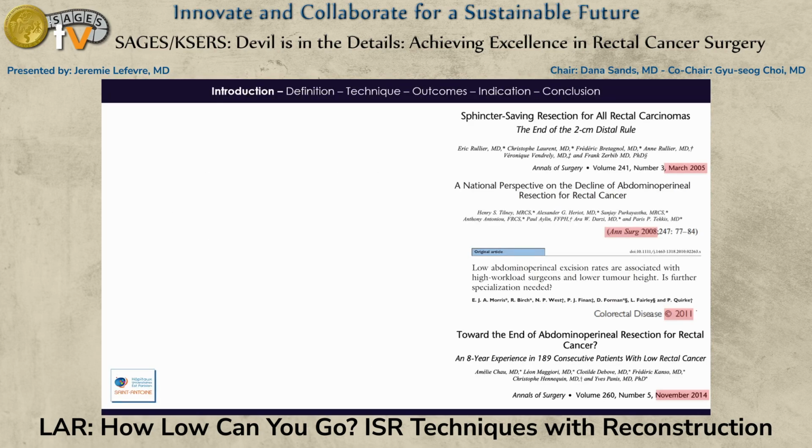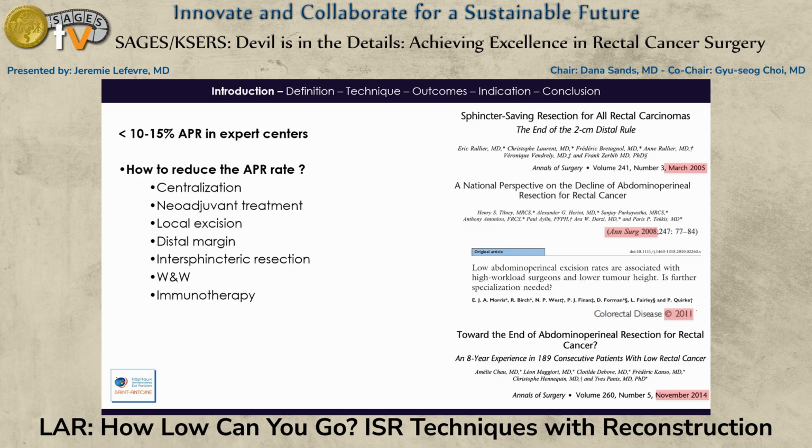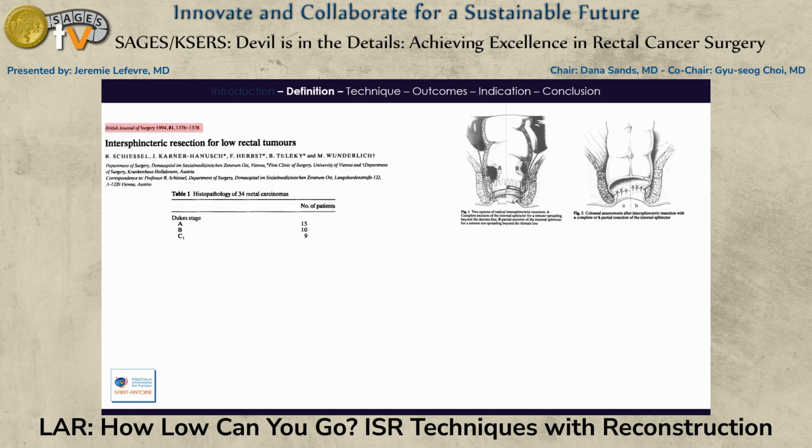As we previously said, we know that there is a decrease in the rate of abdominoperineal resection everywhere in Europe and in the US. In expert centers it is now below 15%, thanks to centralization, TNT, local excision, and we are talking about distal margin and, of course, intersphincteric resection. The first description of ISR was made by Schissel in 1994 with a description of 34 patients.